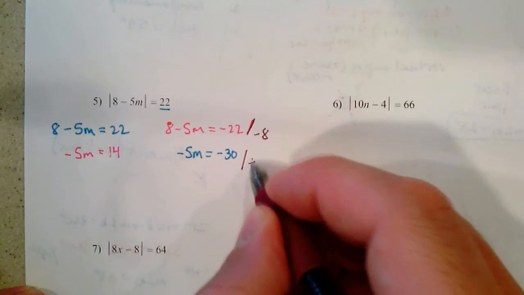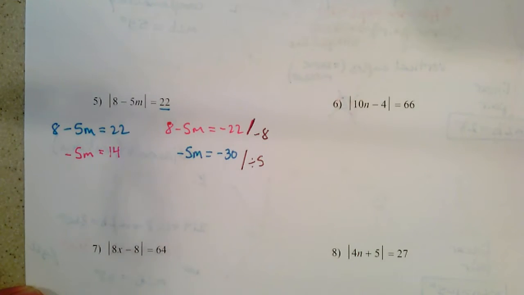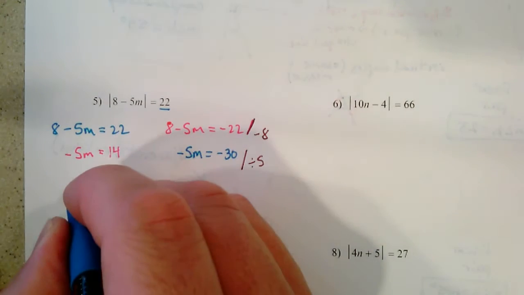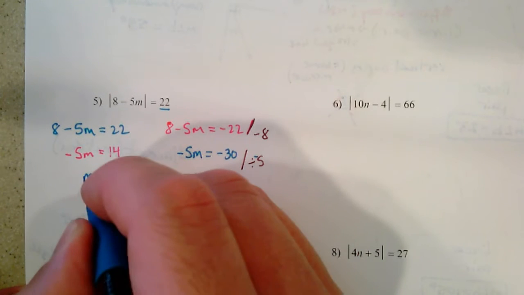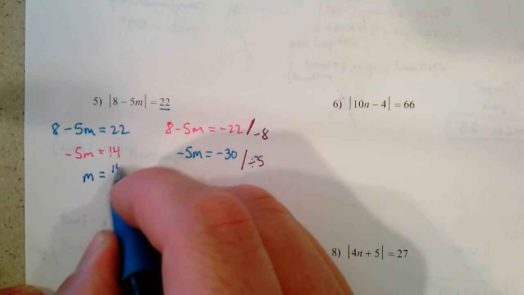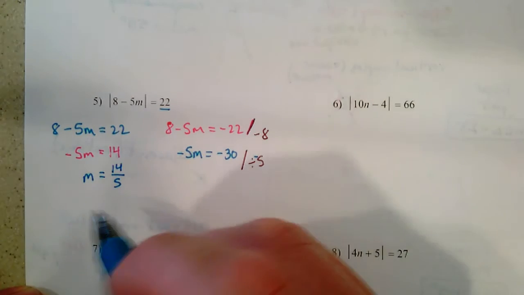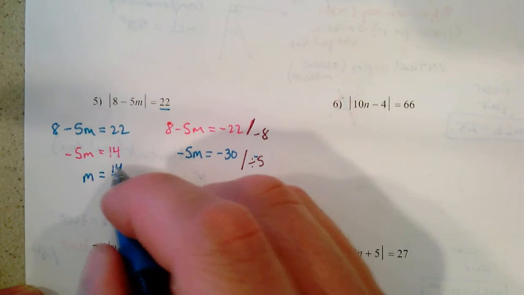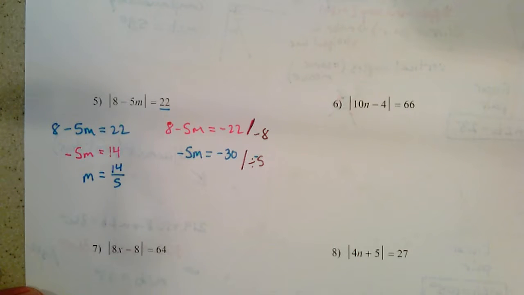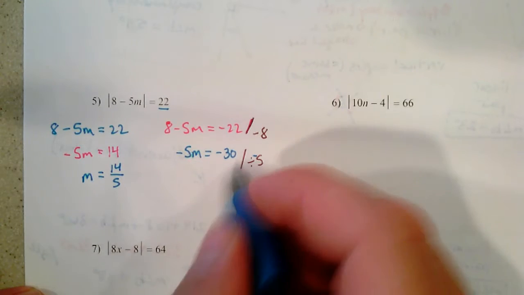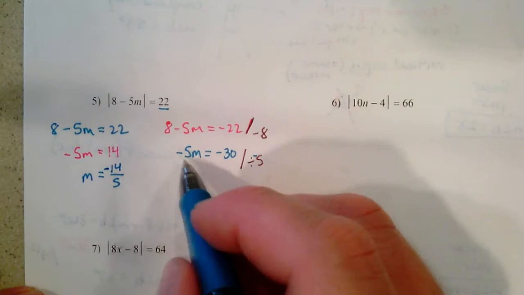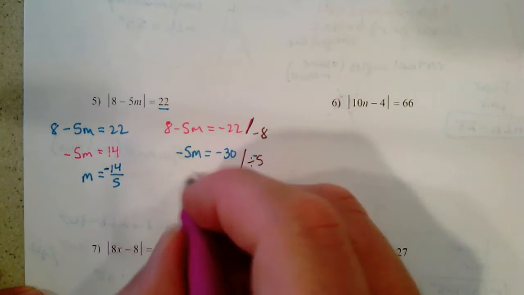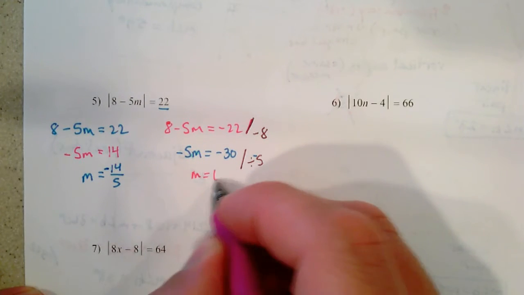We're going to divide by negative 5. That leaves us with m equals, and we're just going to write it as 14 over 5. Don't turn it into a decimal. Just 14 over 5 means 14 divided by 5. It doesn't come out to be a whole number. Just leave it as a fraction. That should be negative 14 over 5, by the way, because we divided by negative 5. Here, we do get a whole number. Turns out to be m equals 6.